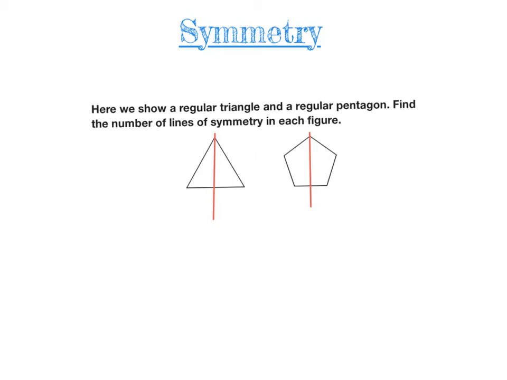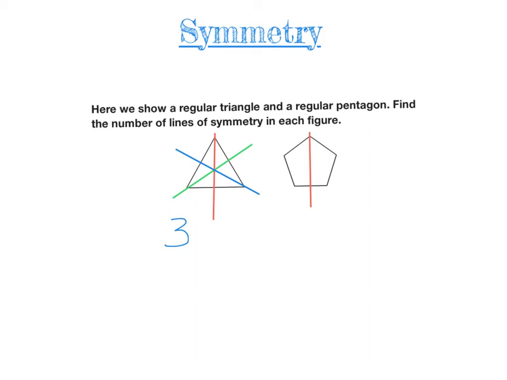Here is an example. There is a line of symmetry. If I folded the triangle on the green line, it would also be the same. And there's one more going from this point through the center. So the triangle has 3 lines of symmetry. I bet you can guess how many the pentagon has.